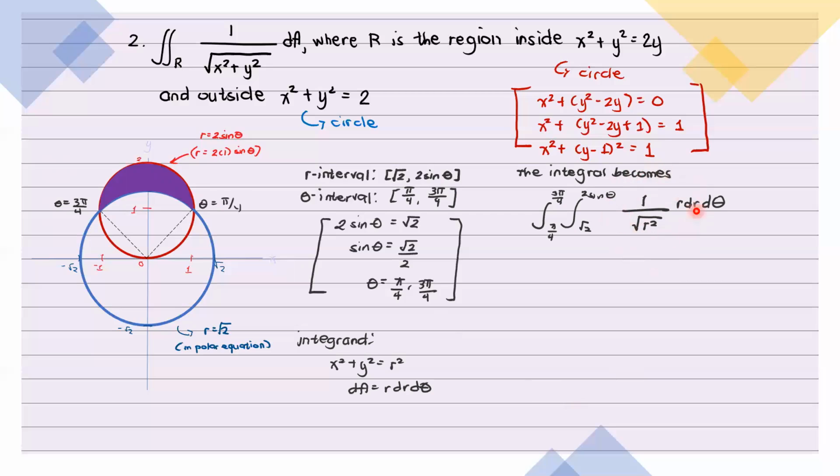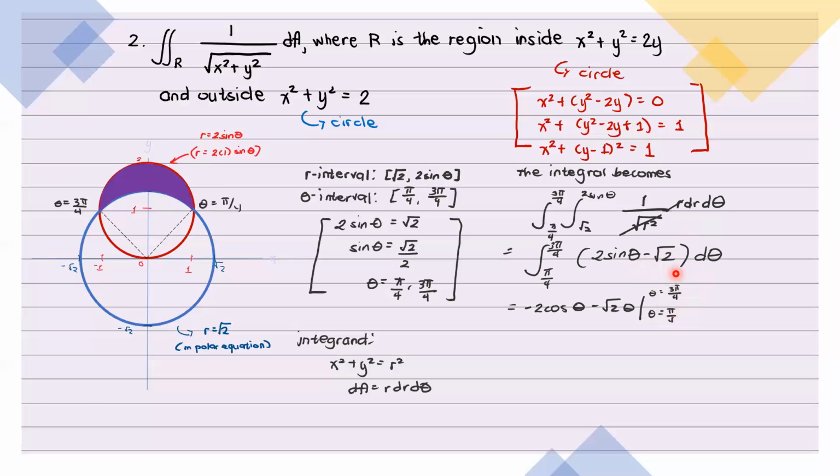Kapag ganun, di ba ang gagawin lang doon? Pag-minusin lang natin yung limits of integration. So the inner integral will simplify to 2 sine theta minus square root of 2. And then we will integrate with respect to theta. So si 2 sine theta, ang antiderivative niyan ay negative 2 cosine theta plus c. Si negative square root of 2 naman, ang antiderivative niyan ay negative square root of 2 theta plus c. So we have the following. Evaluated from pi over 4 to 3 pi over 4.